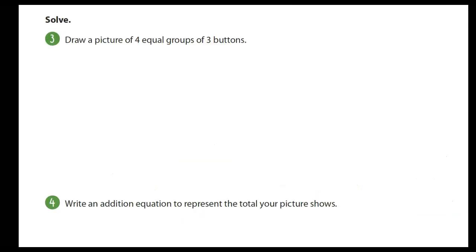It says draw a picture of 4 equal groups, right? Okay, with 3 buttons. So go ahead and do that. Do number 3. Just follow what it says. Draw a picture of 4 equal groups. And then it says of 3 buttons.